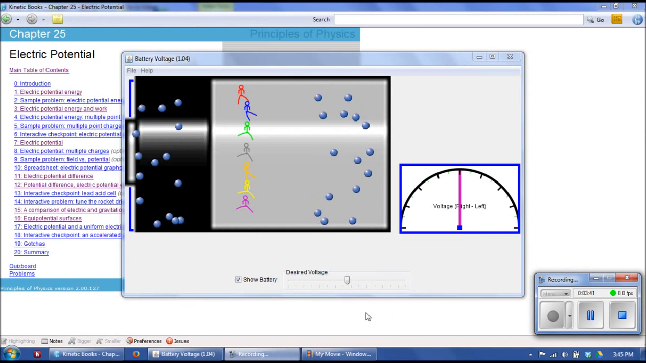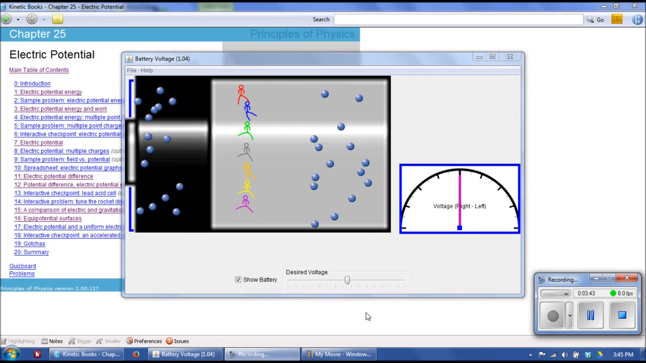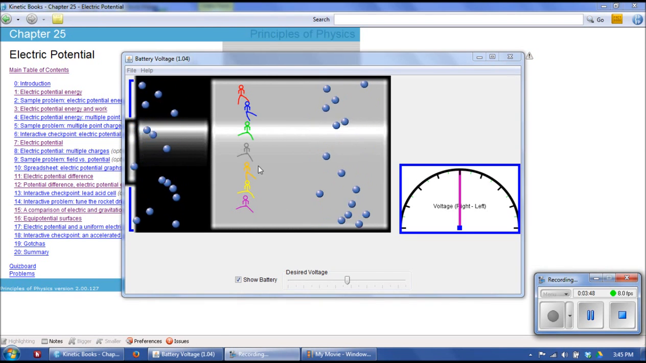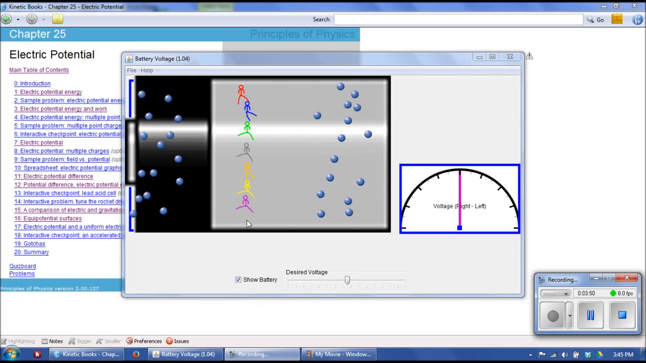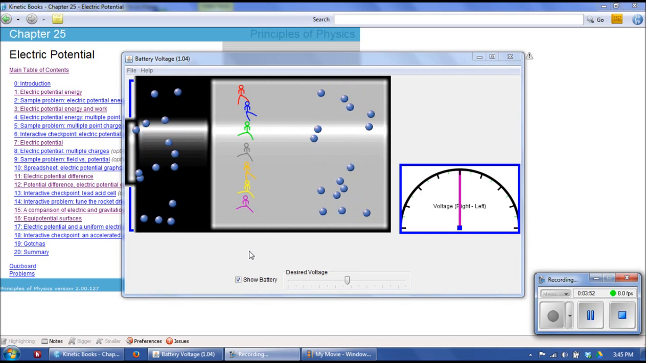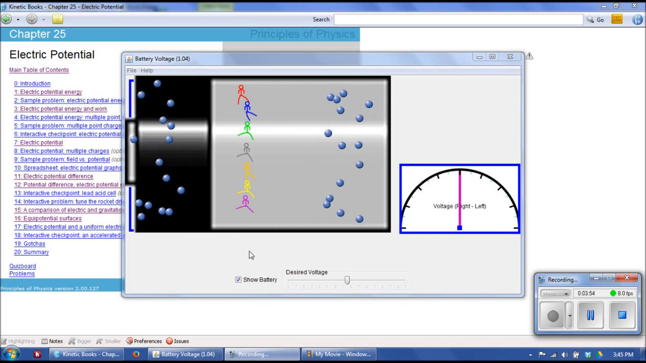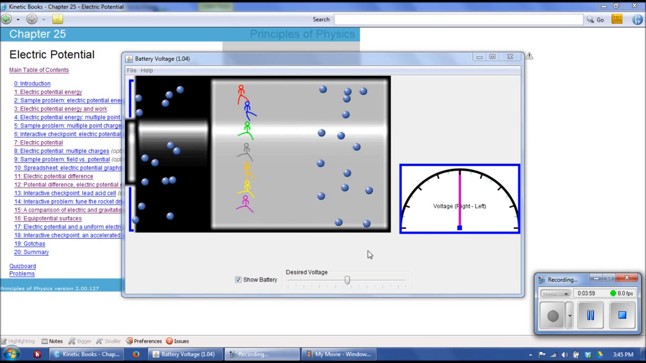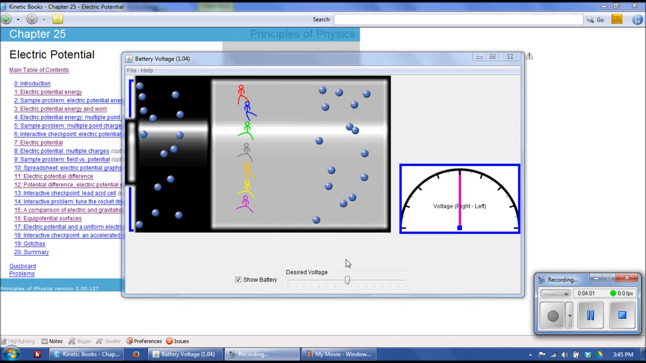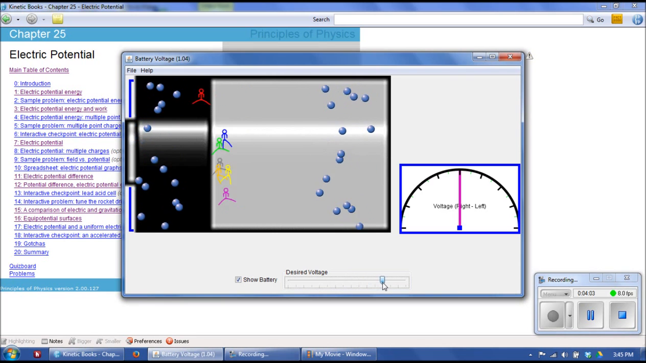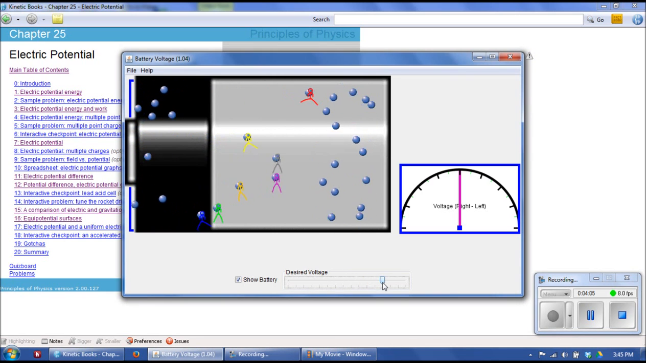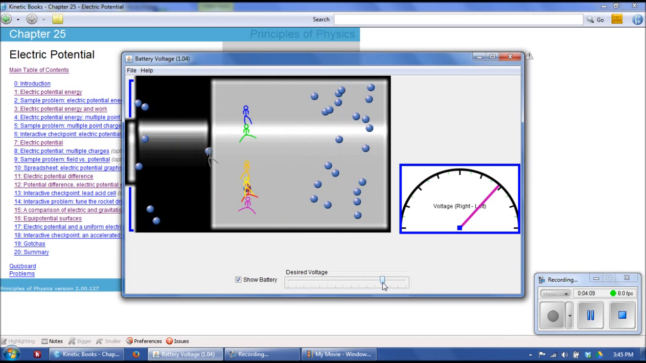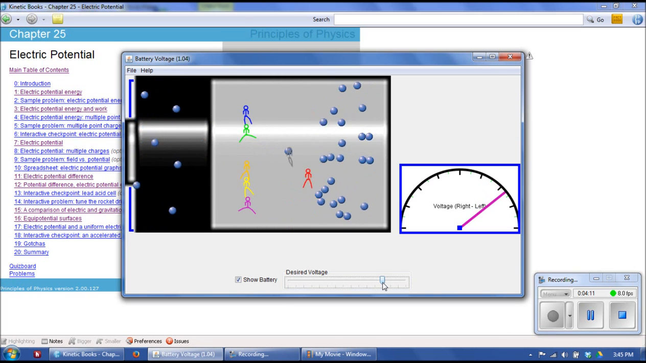One aspect I wanted you to look at here is I have this little sim of a battery, and you have these blue charges bouncing around and these little rainbow colored stick figures, which actually represent a chemical reaction. If I have the battery here right now, it has 0 voltage across it. If I want it to have a large voltage, what the chemical reaction does is it does work on the charges, moving them from one side of the battery to the other.